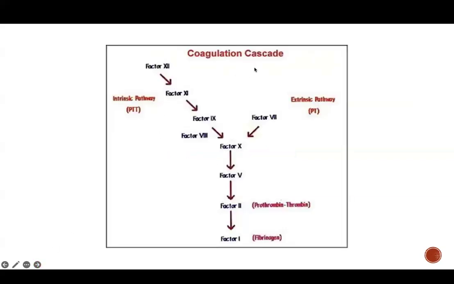So this is the coagulation cascade. As you can see, this is the intrinsic pathway and this is the extrinsic pathway. Factors 2, 7, 9, and 10 are involved, so both the extrinsic and intrinsic pathways are affected by the use of warfarin.